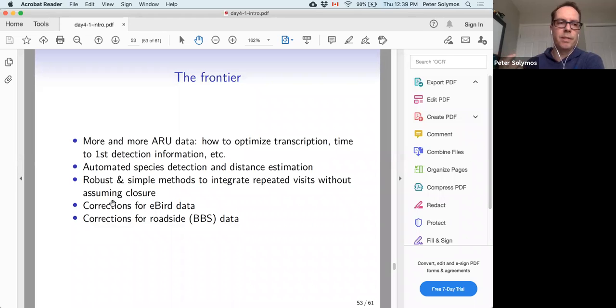And some of these corrections are going to eventually make their way into eBird data. There are also multiple protocols there, full day species lists versus traditional point counts, how to account for those. That's a big question. And also just plain roadsides and BBS data, combining that with non-roadside surveys, that is still something we're actively working on.